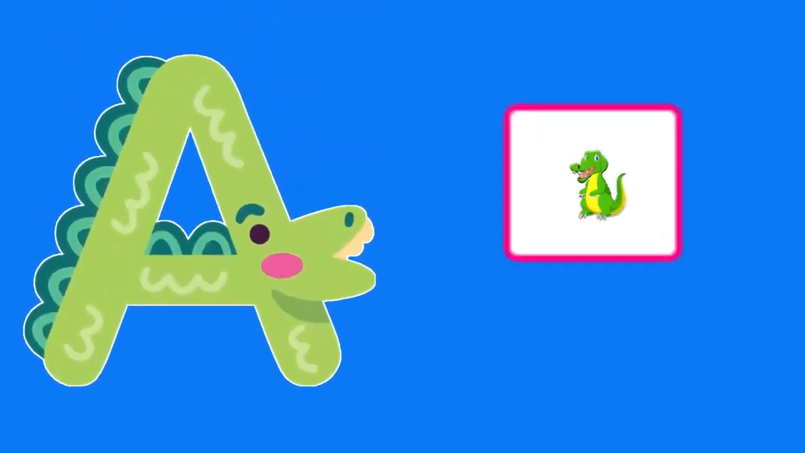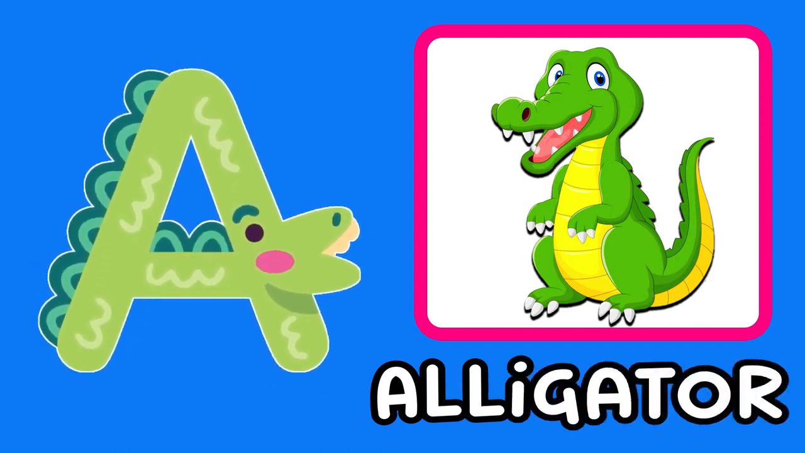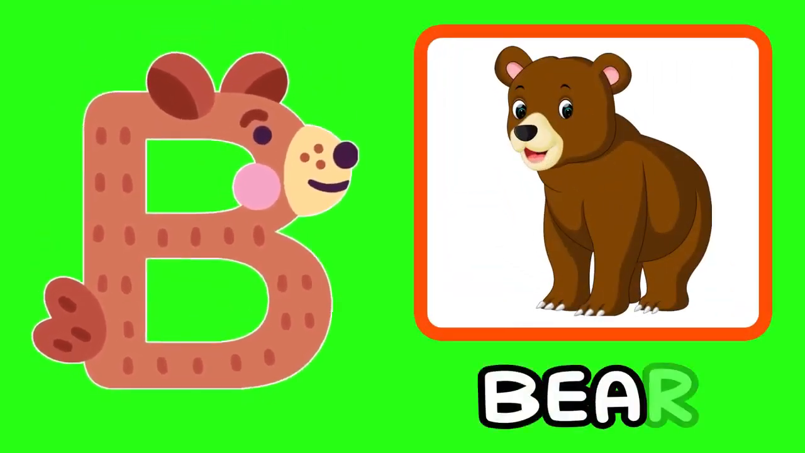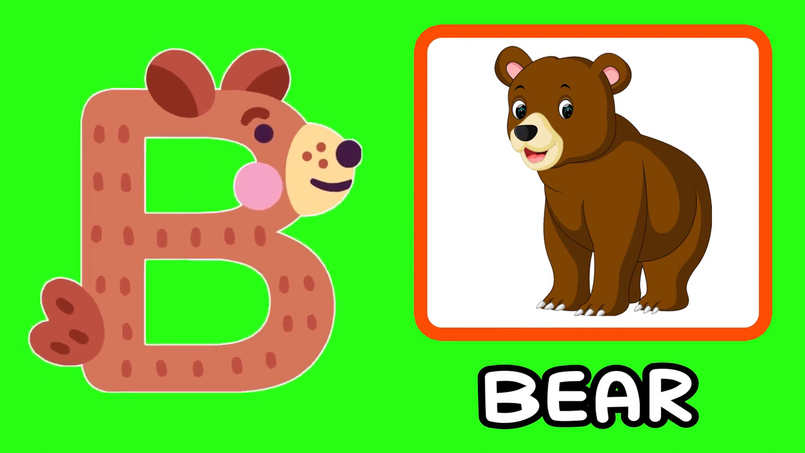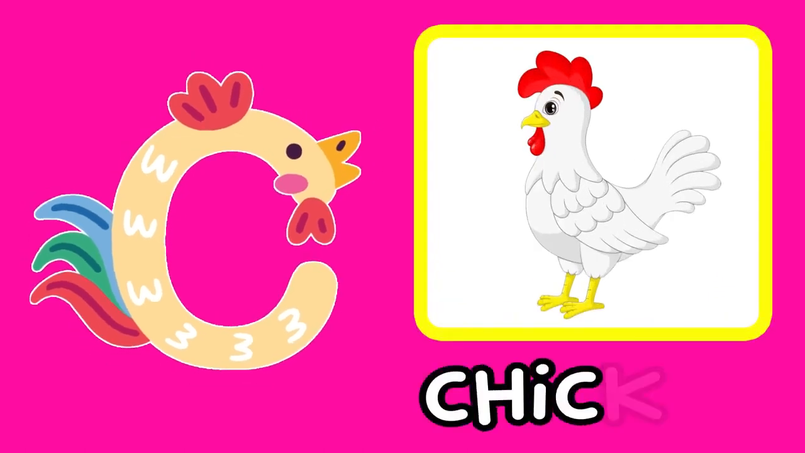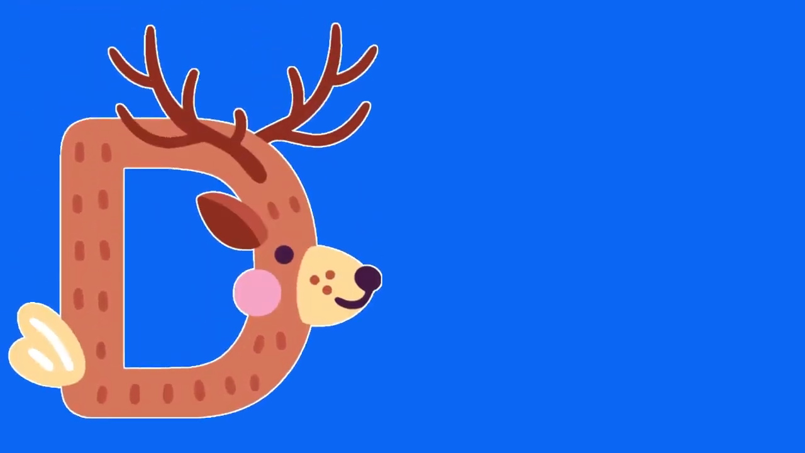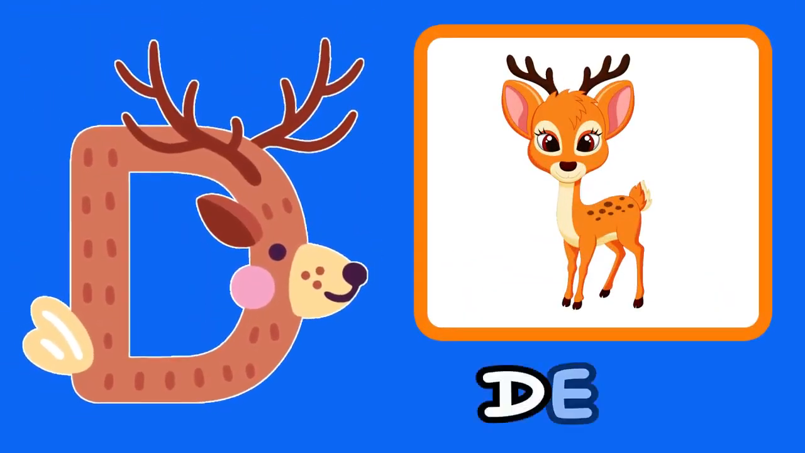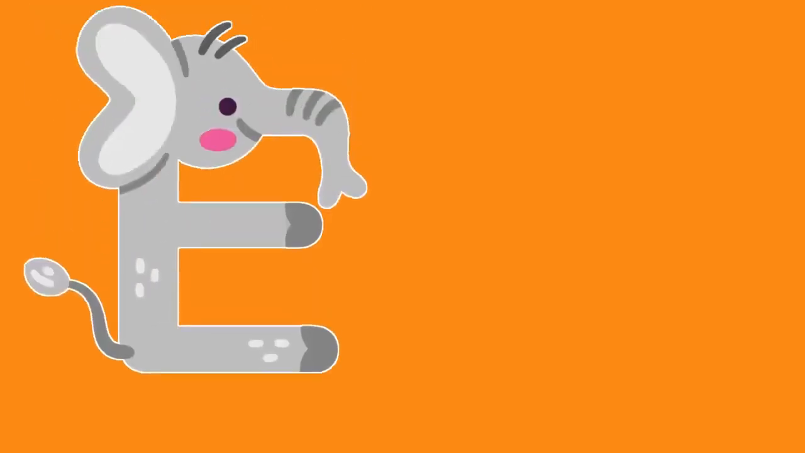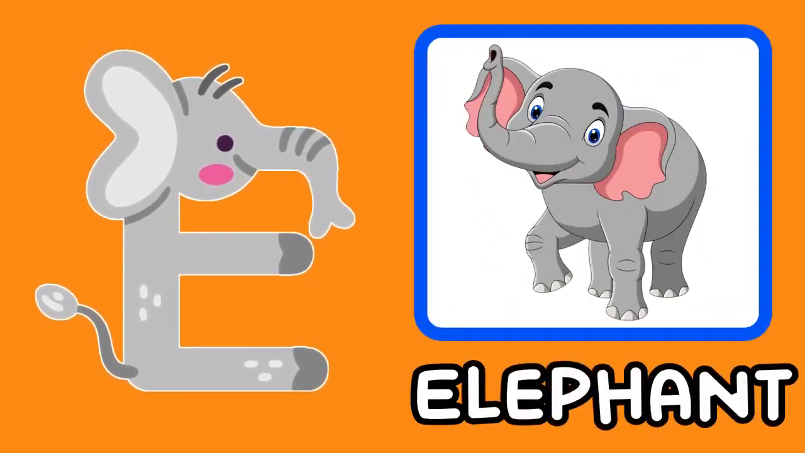A. A for alligator. Alligator. B. B for bear. Bear. C. C for chicken. Chicken. D. D for deer. Deer. E. E for elephant. Elephant.